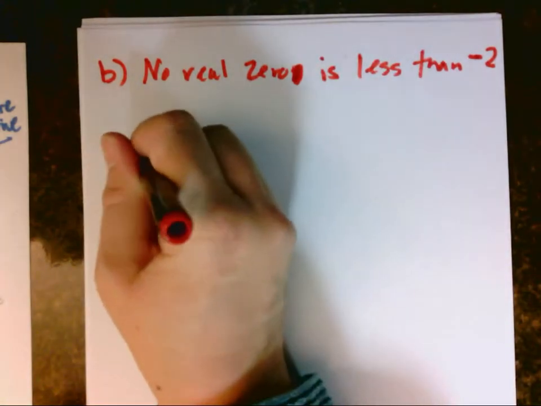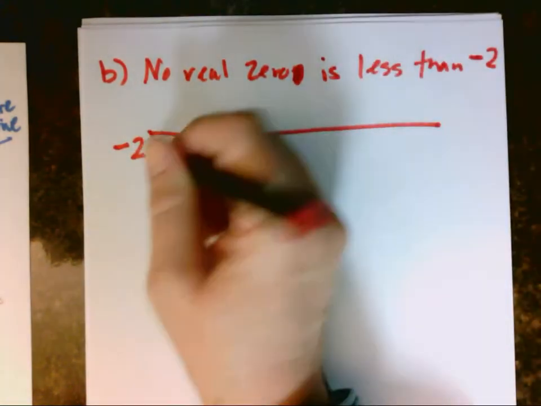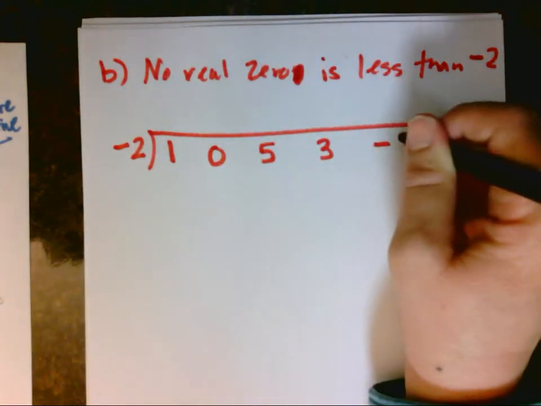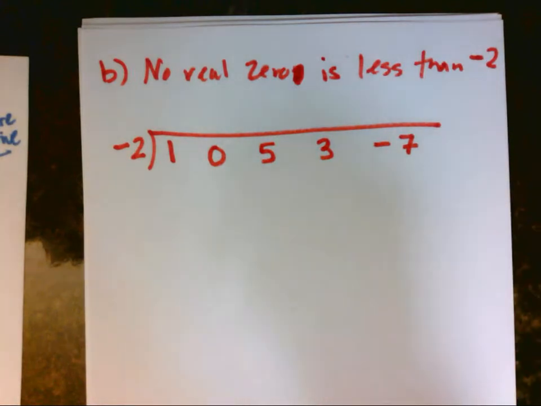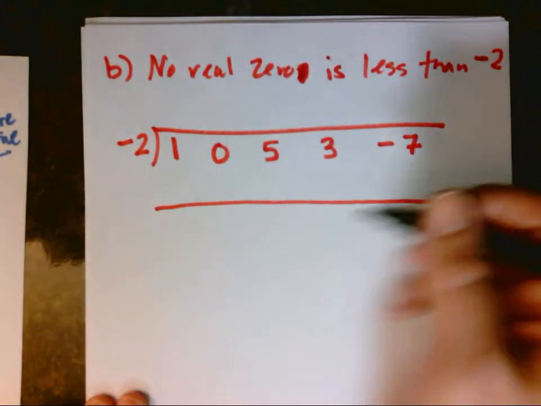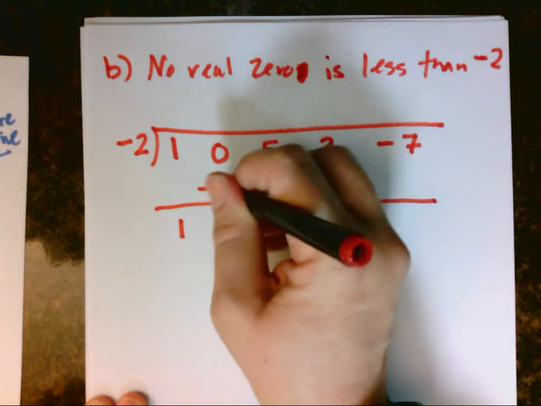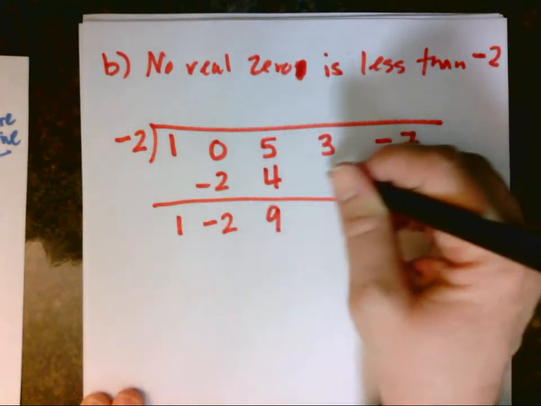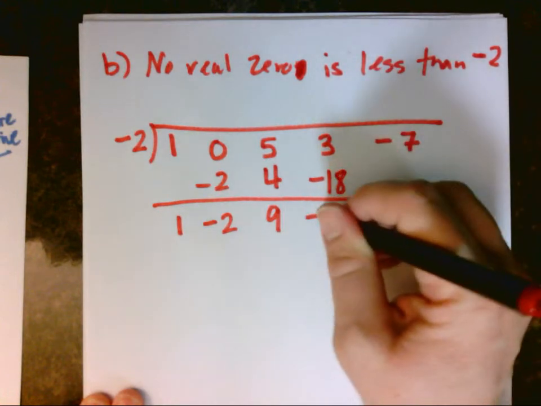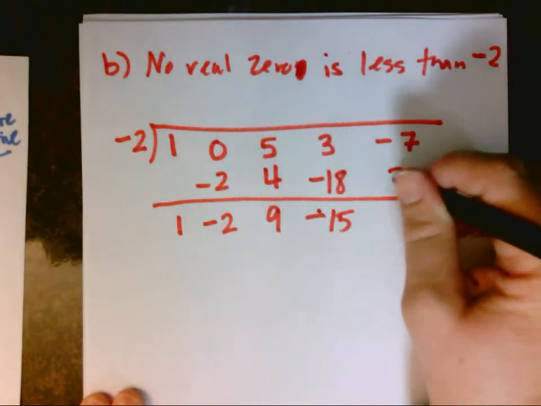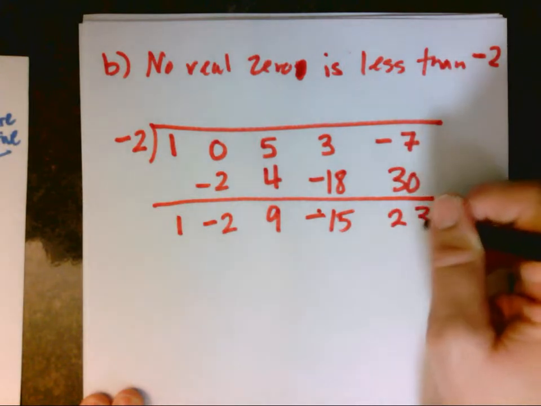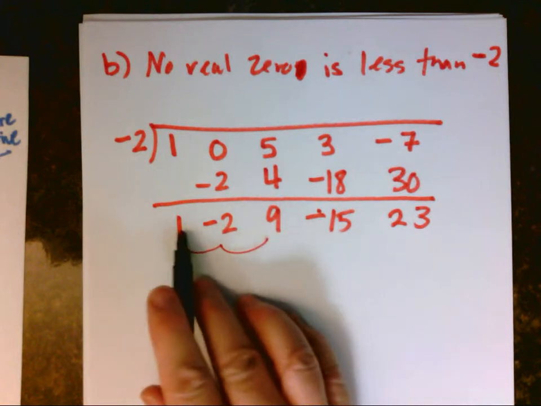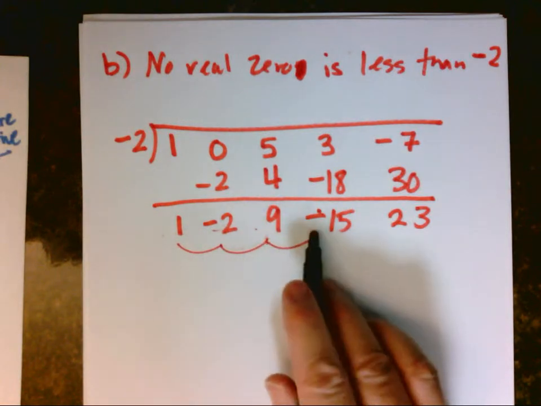All right, so I'm going to take a minus 2 as my zero and put it into the same lovely polynomial, peeling the coefficients off the previous section. And let's work that. We'll bring down a 1, multiply, multiply again. Lovely. 23 remainder. Notice that it goes from positive to negative to positive to negative to positive.